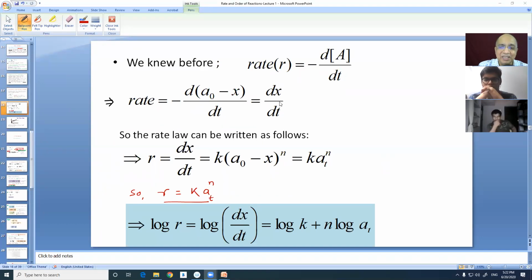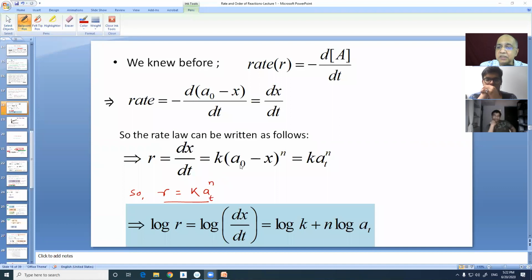So that is the differential coefficient of product concentration with respect to time. So either minus dA by dt, and if we differentiate it, A0 is a constant, that becomes 0, and minus minus becomes plus, so dx by dt. So now you know another mathematical expression for rate, that is dx by dt. What is X? X is the product concentration, right? So rate is nothing but mathematically dx by dt is equal to AT to the power N.